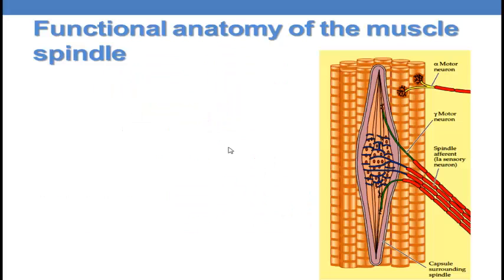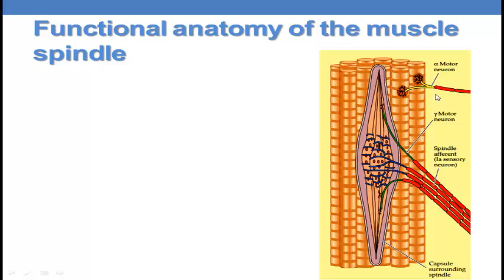You have to know the functional anatomy of the muscle spindle. So this is the muscle spindle, which forms the receptor structure for the stretch reflex, with a fusiform capsule, and within this fusiform capsule we have small fibers. Because they are enclosed within the fusiform capsule, they are called intrafusal fibers. And the fibers which form the fleshy part of the skeletal muscle are called extrafusal fibers.